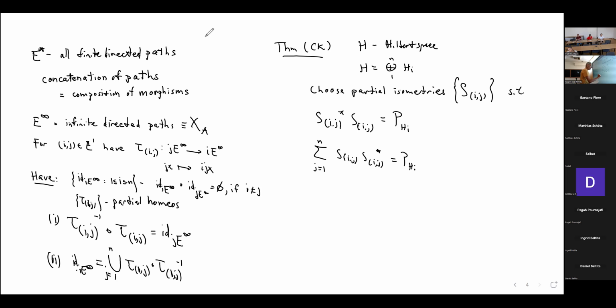So then the C-star algebra generated by this set of S_ij's is simple. It's independent of how you decompose your Hilbert space into the subspaces, just like Kunz's theorem with two subspaces.